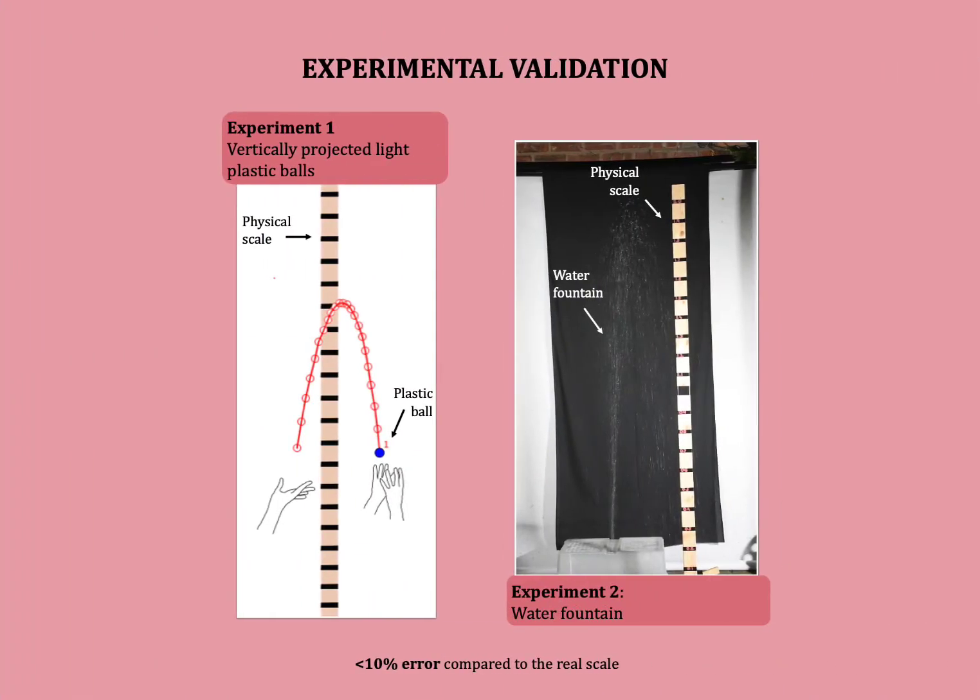So we validated this method with two analog experiments, one which simply consisted in throwing upward a plastic ball to study single clast dynamics, and the other with a water fountain to study lava fountain dynamics. And both experiments were filmed with a physical scale for reference. And the scaling factors we calculated using our method showed less than 10% error compared with the real scale.